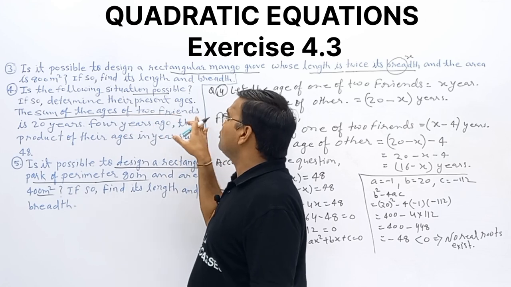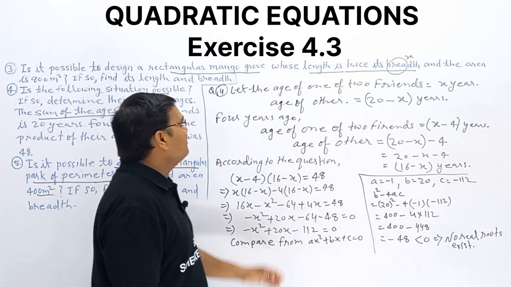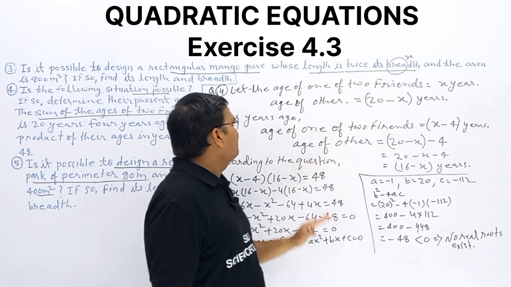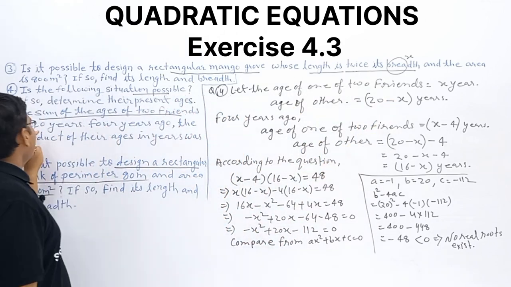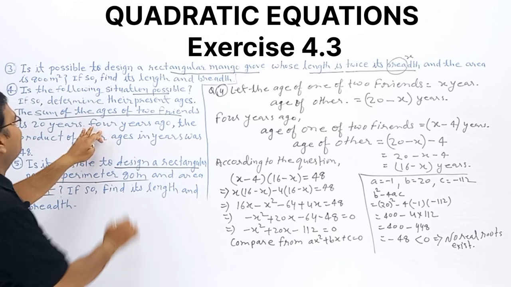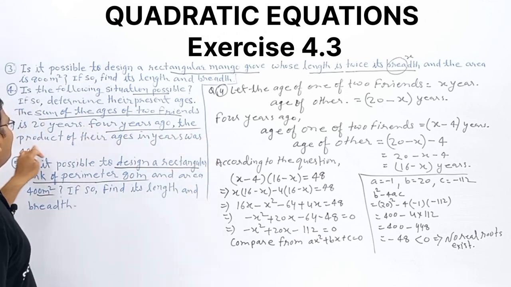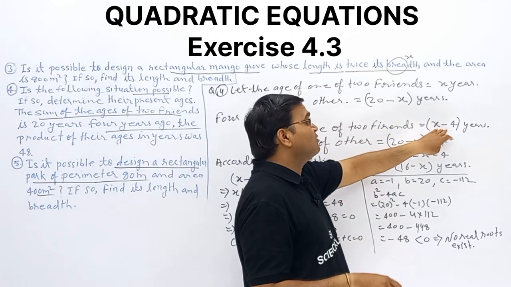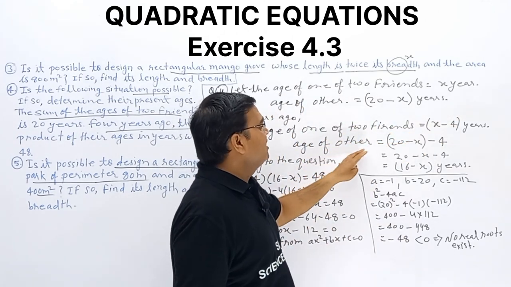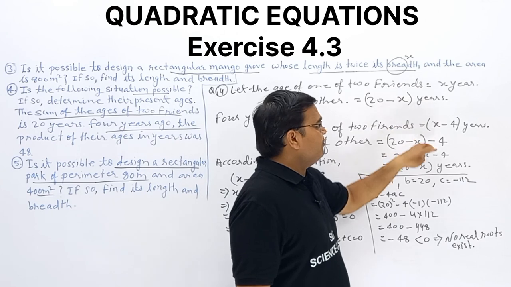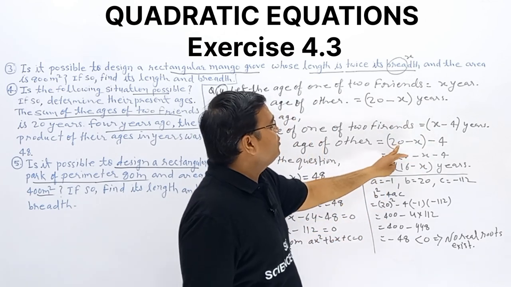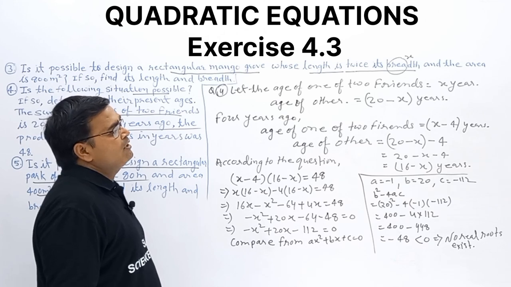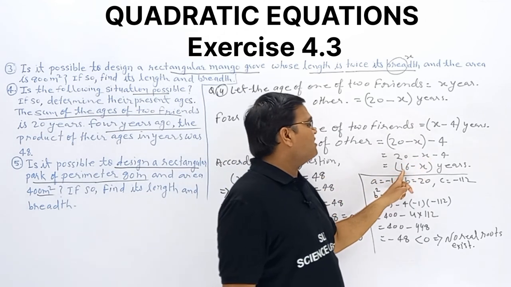The sum of the ages of two friends is 20. From this statement, we can write the age of one friend is x, other will be 20 minus x. 4 years ago, the product of their ages. 4 years ago means present time x, then before 4 years, x minus 4. Other one, 20 minus x is present time, minus 4. Subtract this one, 20 minus x minus 4 will be what? So 20 minus 4, 16 minus x.